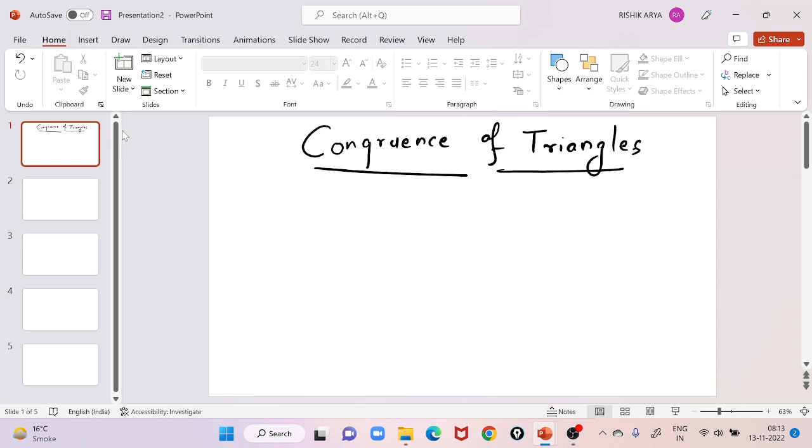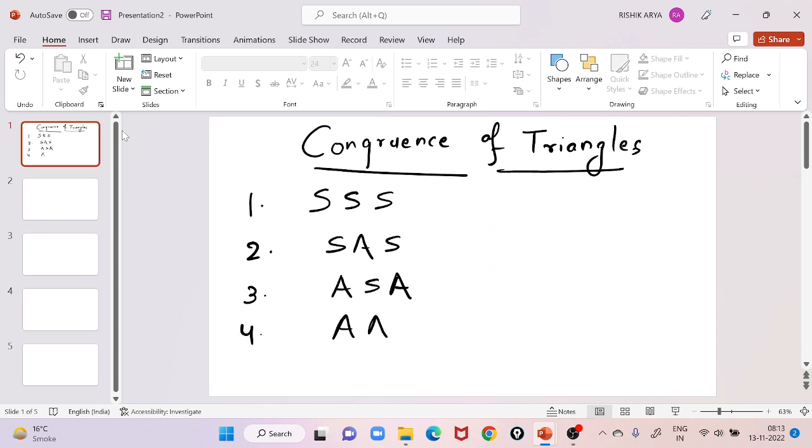The 5 criteria for congruency of triangles are: first one is SSS, second one is SAS, third one is ASA, fourth one is AAS, and the fifth one is RHS. Very simple to remember: S stands for side and A stands for angle. So SSS means side, side, side. SAS means side, angle, side.